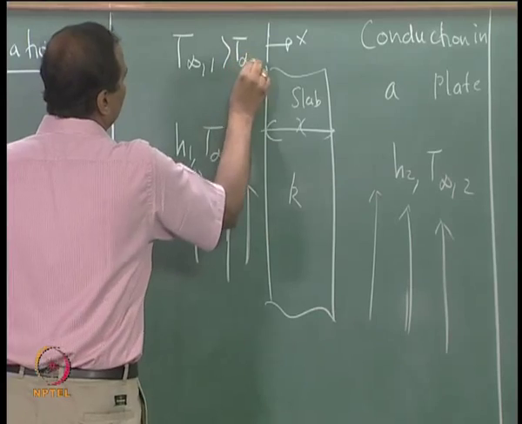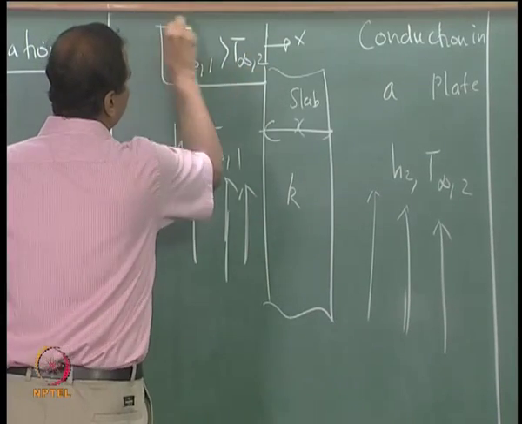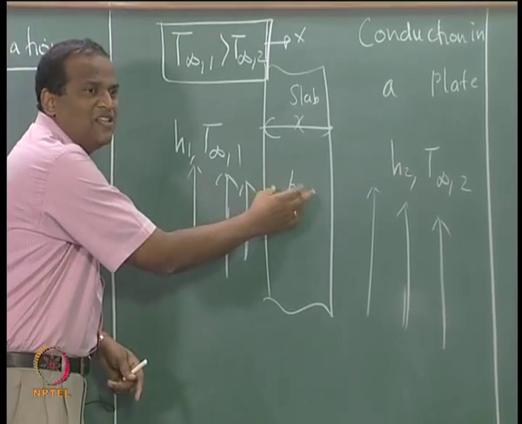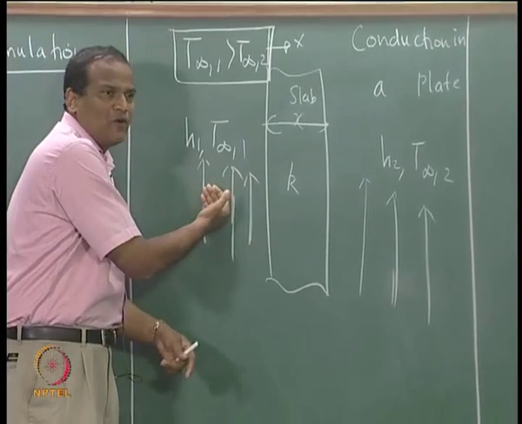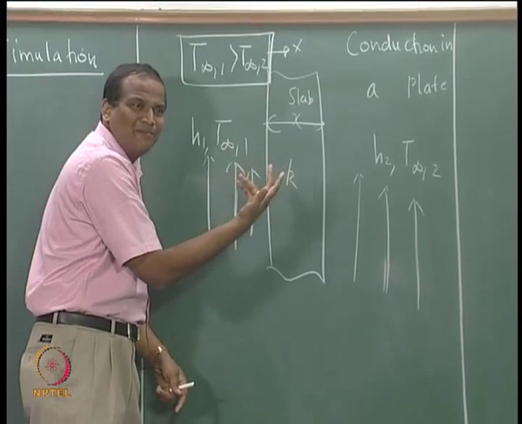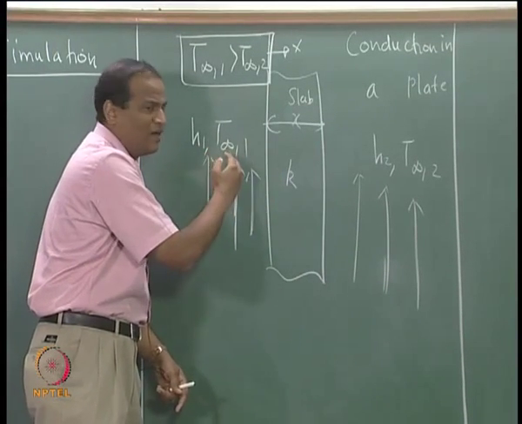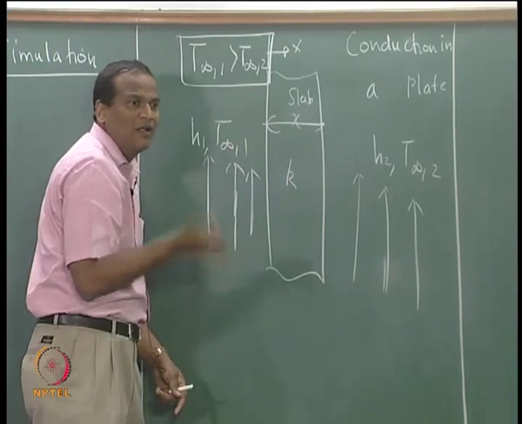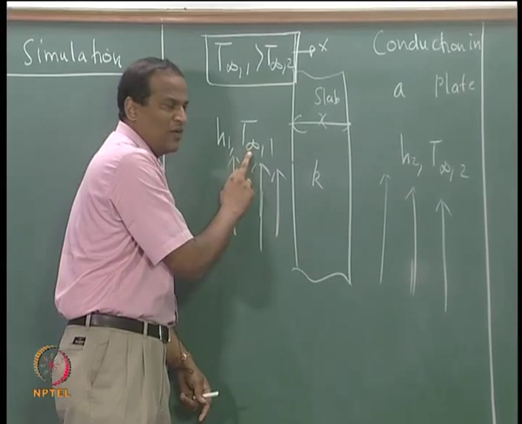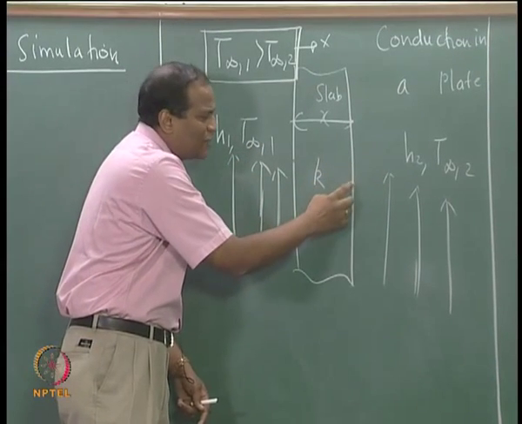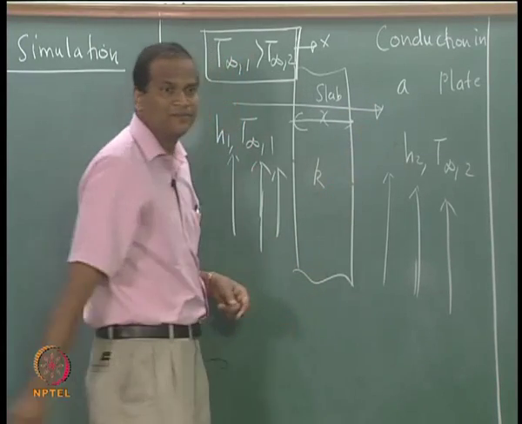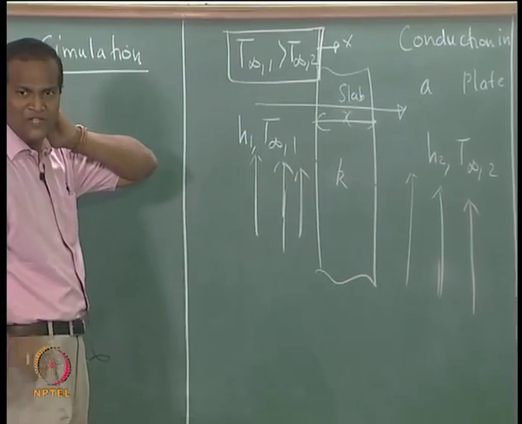Let us say that this plate is bathed by a hot fluid on one side and by a cold fluid on the other side. So this plate acts as a mediator for the transfer of heat from one fluid to another fluid. Convection is encountered at the interface between this solid and this fluid, and convection is also encountered at the interface between this solid and the other fluid. Therefore, there is a flow of heat from left to right. This is the physical problem.